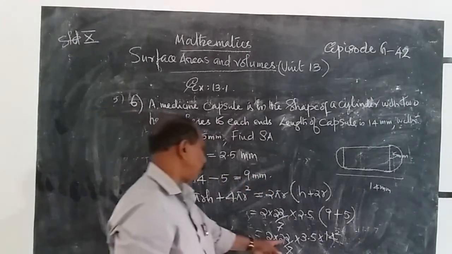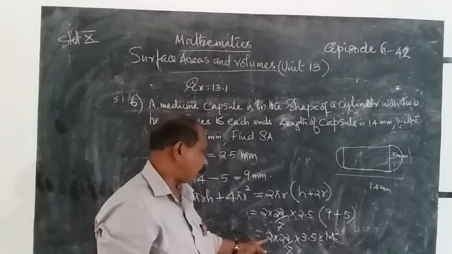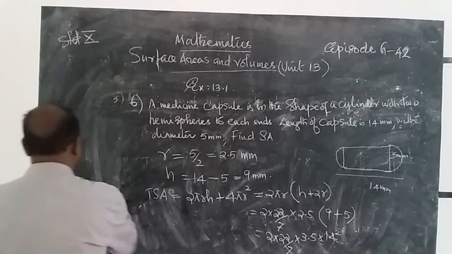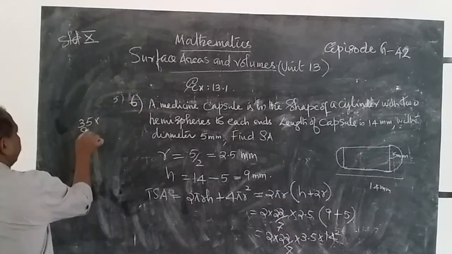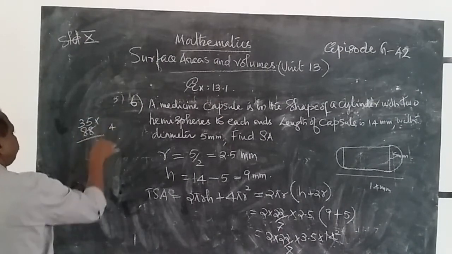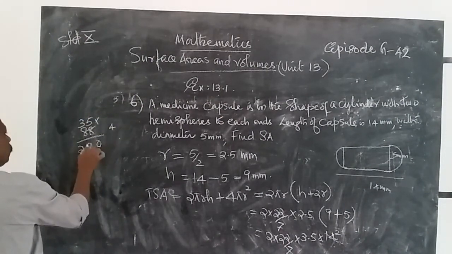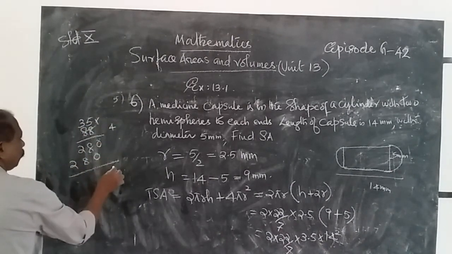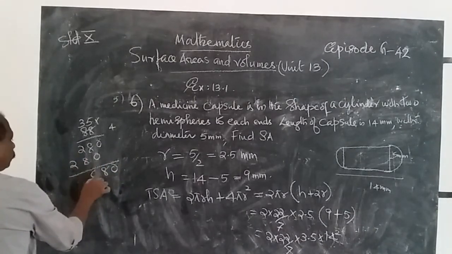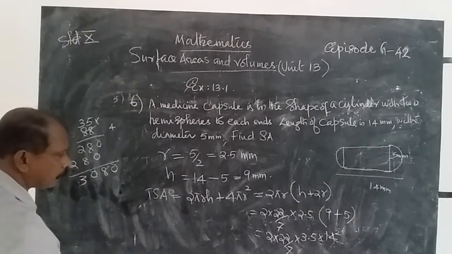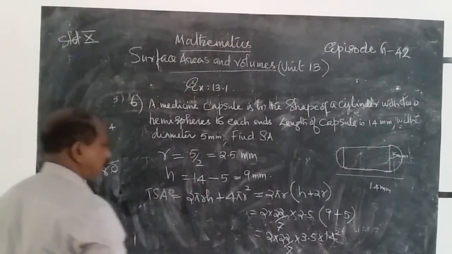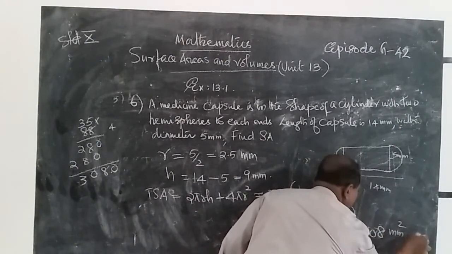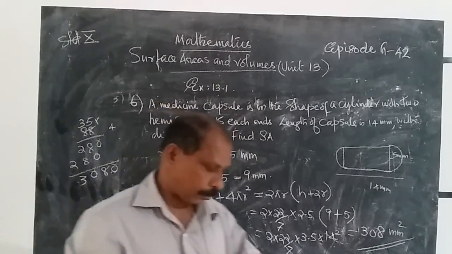That is equal to 2 into 2, 44, into 2, 88. That is 35 into 88, that is equal to 308 millimeter square. That is the surface area of that one.